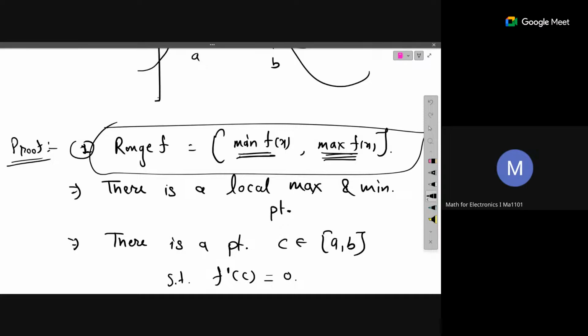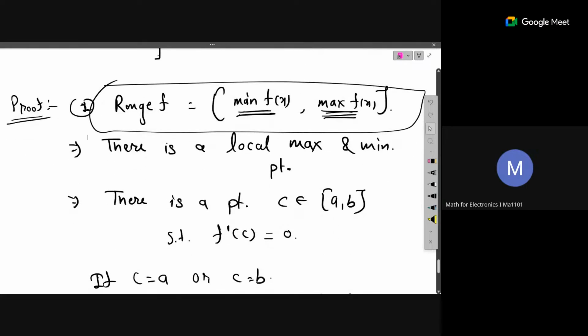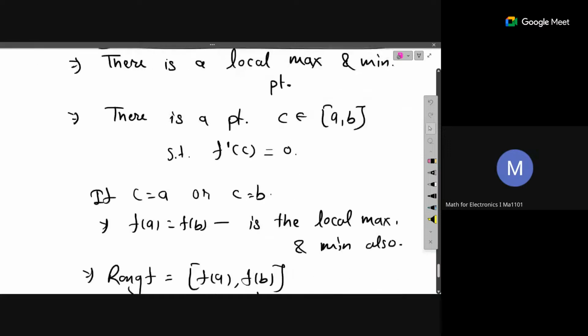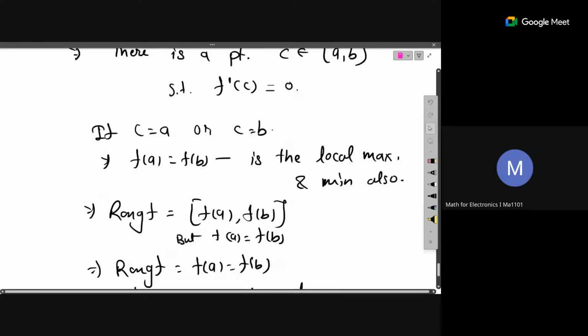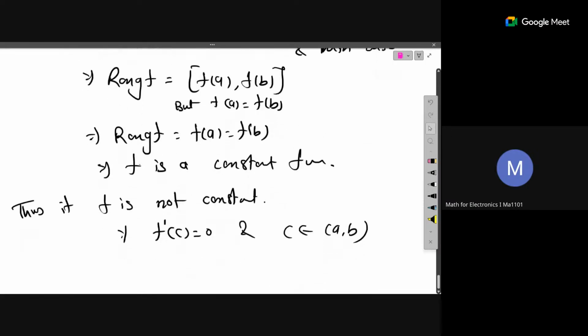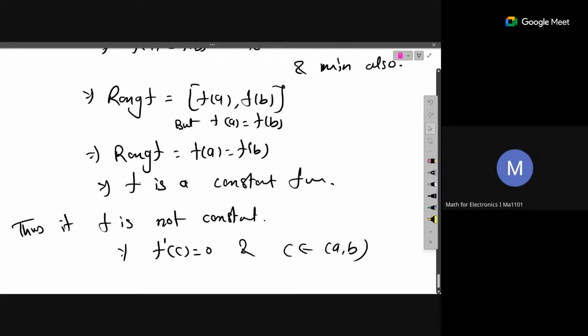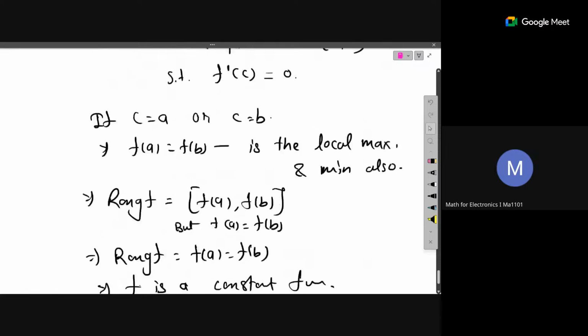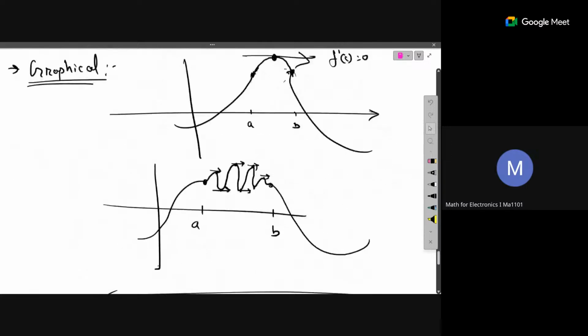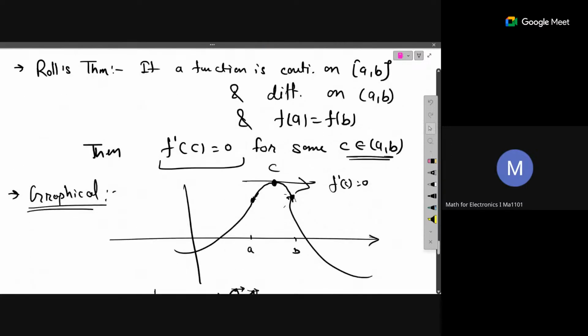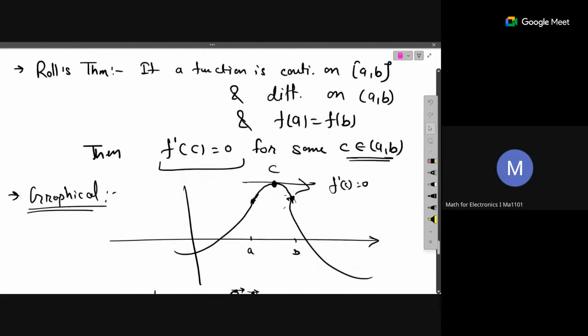And the second thing is differentiability. We know that our function is differentiable all over the interval, so that's why there should exist one C for which f dash at C is equal to 0. And again, we say that if C is equal to A or B, then our function is nothing but a constant function. Or else otherwise, f dash at C is equal to 0 for all open interval A, B. Okay. So this is Rolle's theorem, and this is the proof.